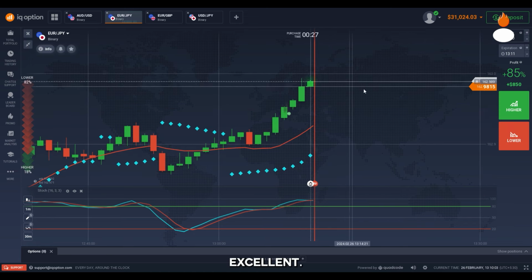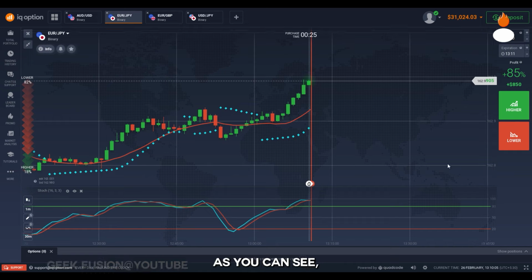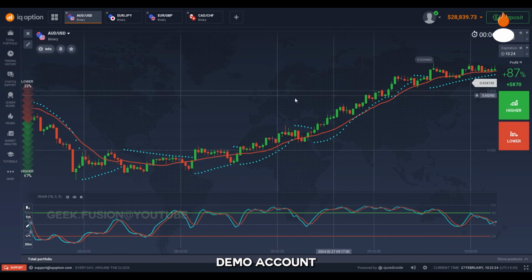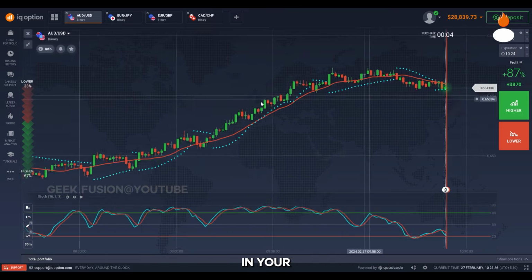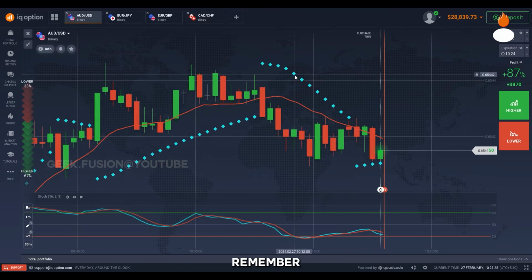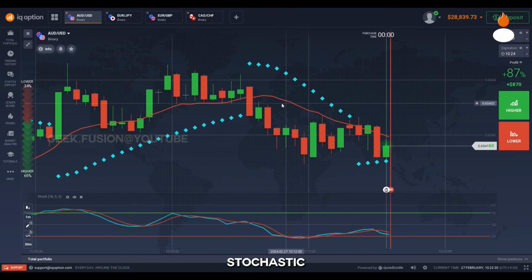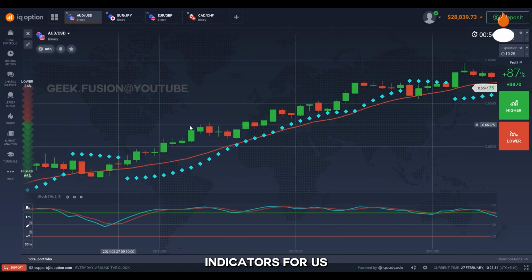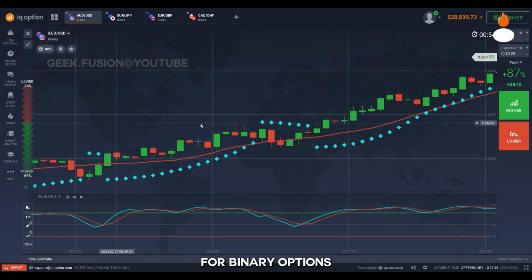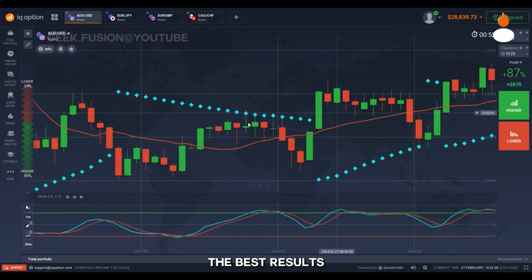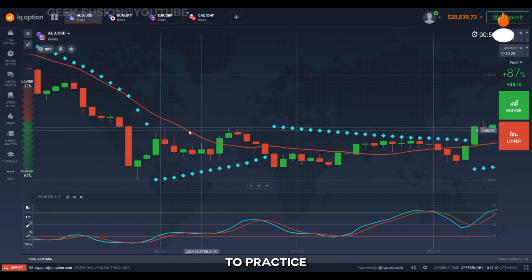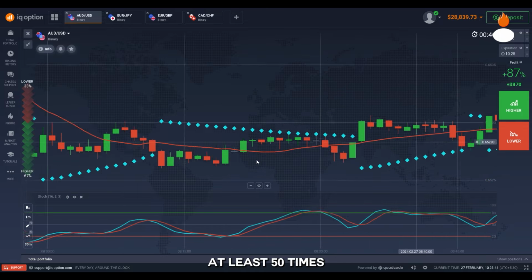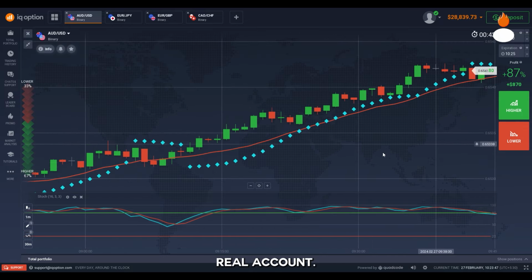Wow, excellent. We won again. As you can see, this strategy is performing very well. Practice this in your demo account, and after that, you can try it in your real account. Remember, parabolic SAR, stochastic oscillator, and moving average indicators are very good indicators for us for binary options. But you have to practice to get the best results from them. So I want you to practice this strategy in your demo account first, at least 50 times before you start trading in your real account.